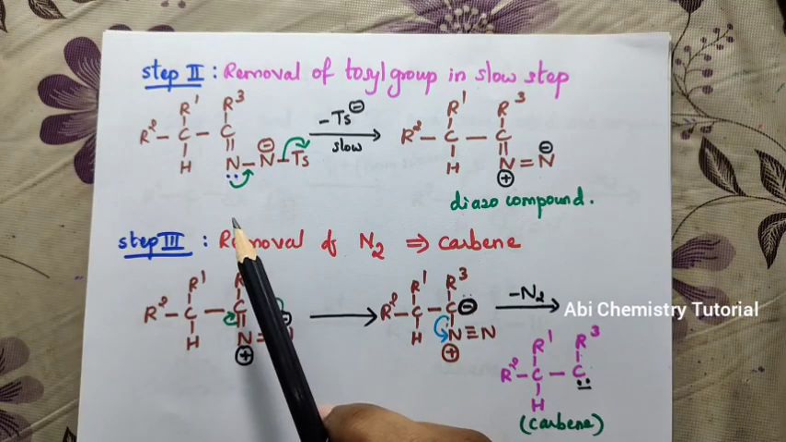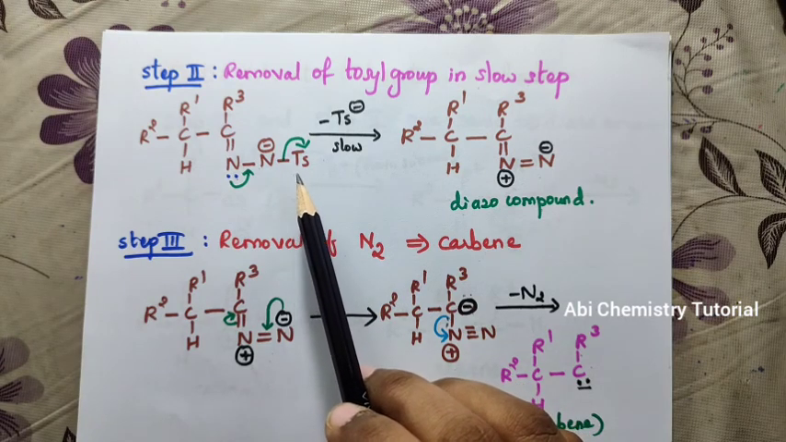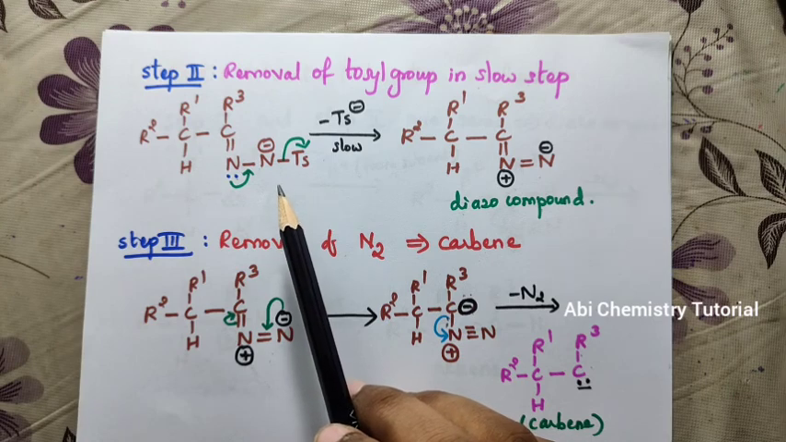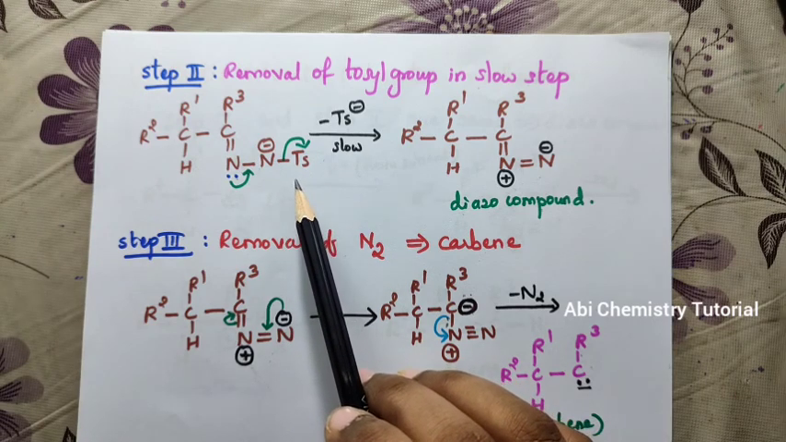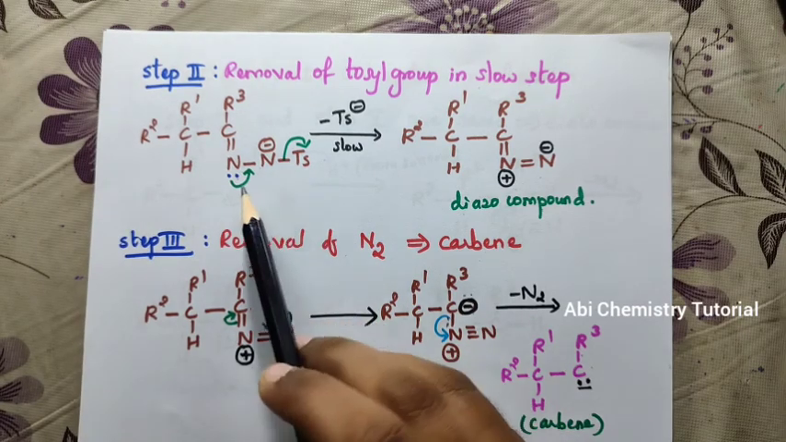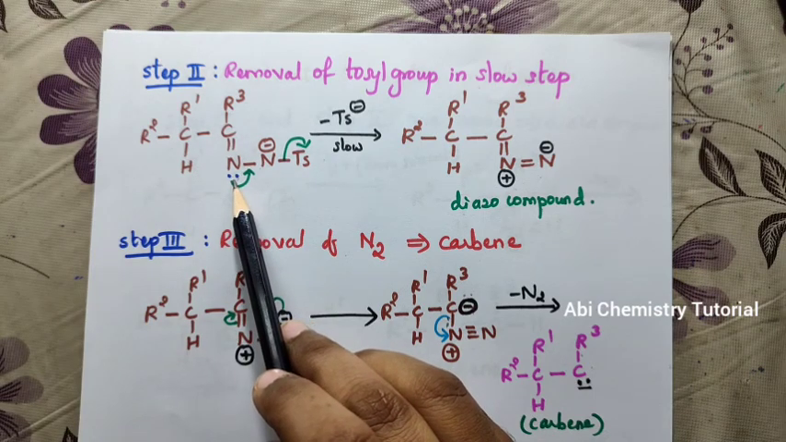The next step, step 2, is the removal of the tosyl group in the slow step. What is a slow step? It is the rate determining step. So this slow step removes the tosyl group from the compound. How does it take place? This nitrogen will have a lone pair of electrons on it.